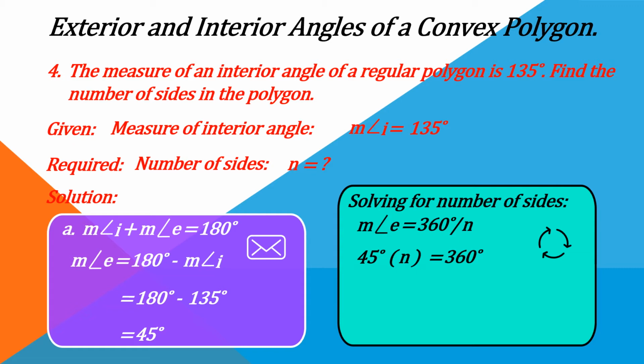45 degrees is our measure of exterior angle, and we multiplied by n, it is equal to 360 degrees, and we will divide both sides of the equation by 45. Now our n is equal to 360 degrees divided by 45, or simply equal to 8. And therefore, our polygon is an octagon because it has 8 sides.